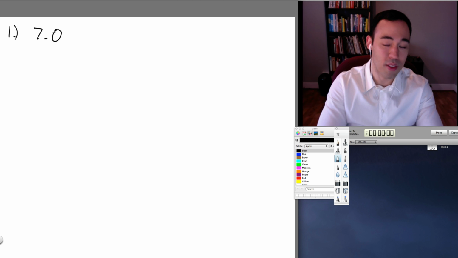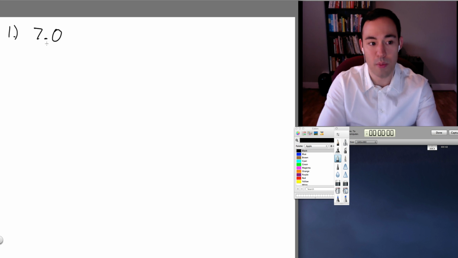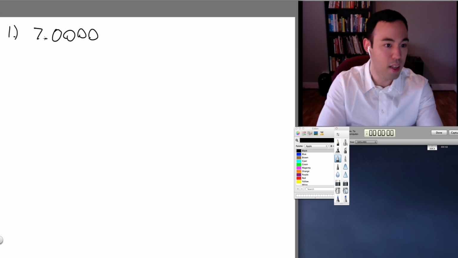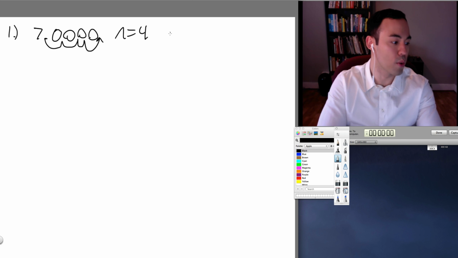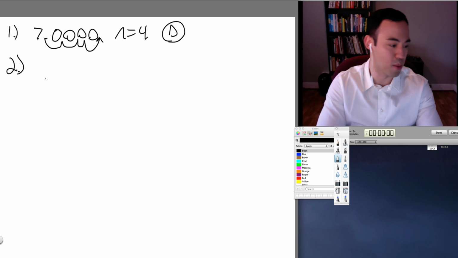So we want to look at a faster way of doing this, and really the question is asking us how many places do we need to move this decimal to make 7.0 into 70,000. That's going to be 1, 2, 3, and 4. So n equals 4, which is D. All right, let's go on to number 2 here.